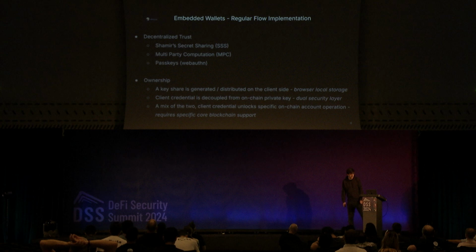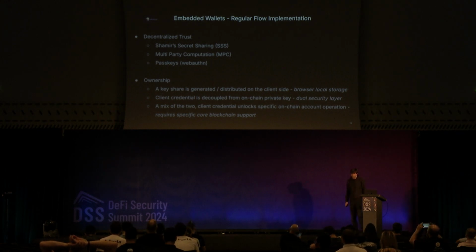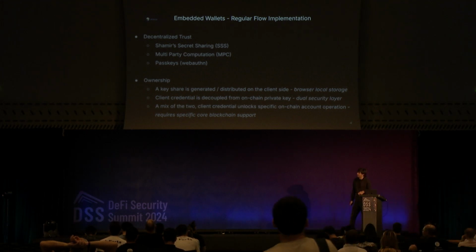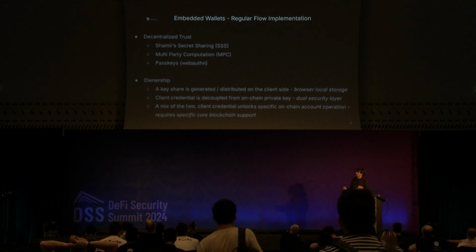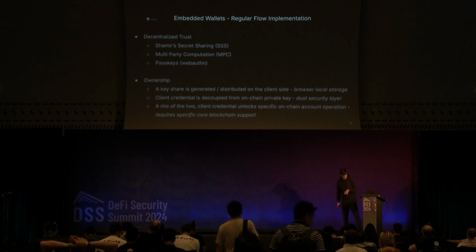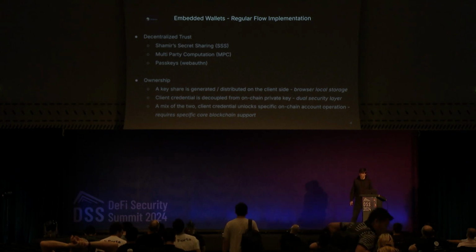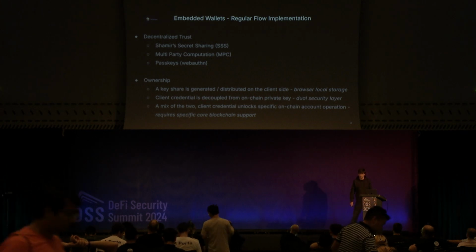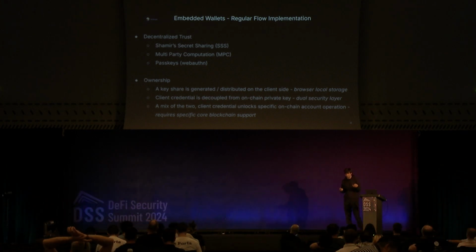So how is it implemented? Most of the time for the decentralized trust, you have some cryptographic protocol like Shamir secret sharing or multi-party computation, where the private key doesn't live in one place, but instead you have multiple key shares that are used to perform a valid signature. And we also see more and more passkeys that are used in order to create embedded wallets. So for ownership, whenever you have Shamir secret sharing or multi-party computation, I mean, not always, but usually you have one key share that is pushed on the client side and that lives on the browser local storage.